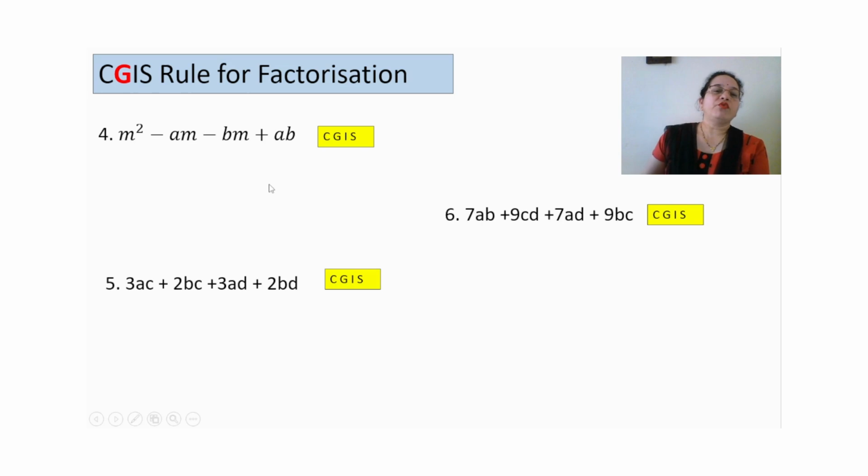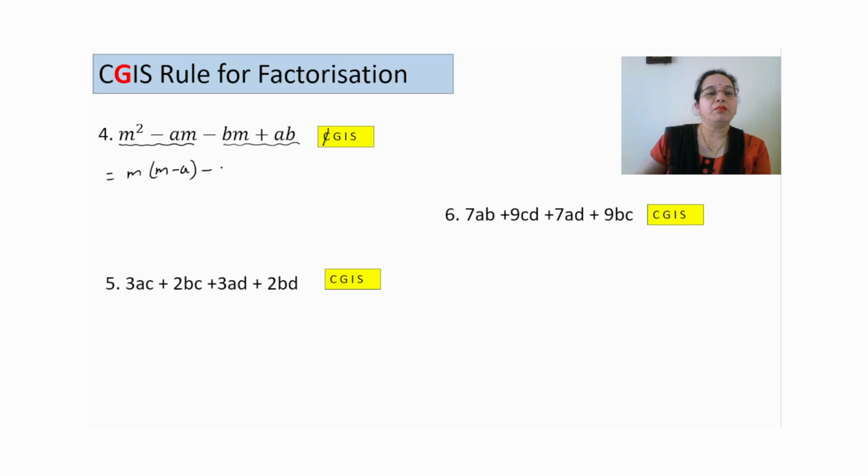Again, your question is from factorization. So from all four terms, you can't take anything common. So this C is not possible. For grouping, try to keep two terms together so that you can take something common. So directly from these two, you can take common. So M is common. What is left inside the bracket? M minus A.